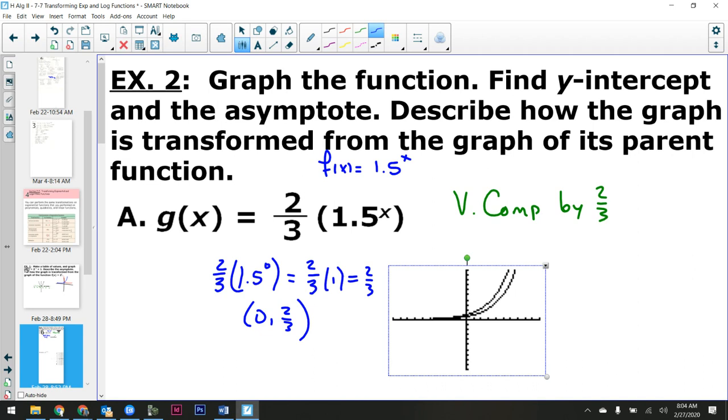Now, where is the asymptote? It's still at y equals 0. Now, I'm going to be really picky. I want you to tell me y equals 0. Don't just say 0, because when we change to logarithms, it's going to turn into x equals 0. Okay, so we found the intercept. We had the asymptote. We described what the transformation was. I think we did everything there.